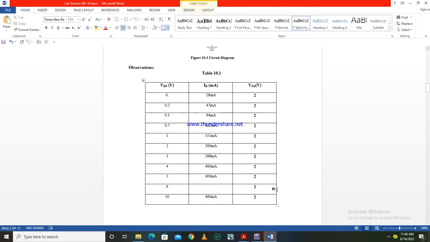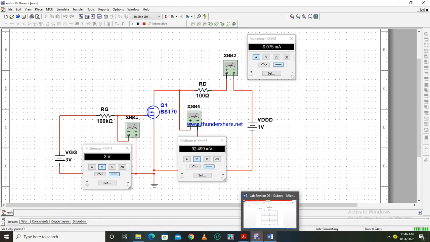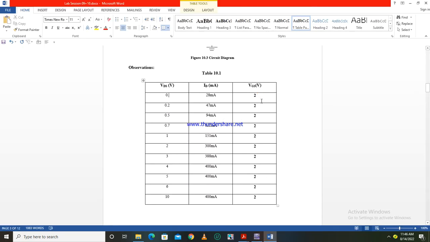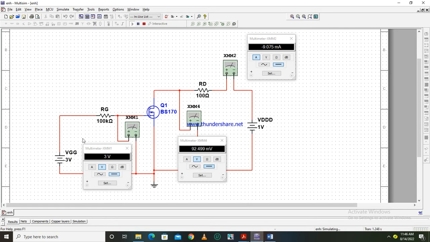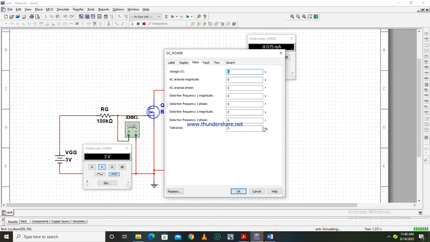Our VGS we have set is at 3 volts. So I'm going to change the readings in the table so that you can have the readings. Now this is 1, so I should change this from 1 to 1.2.